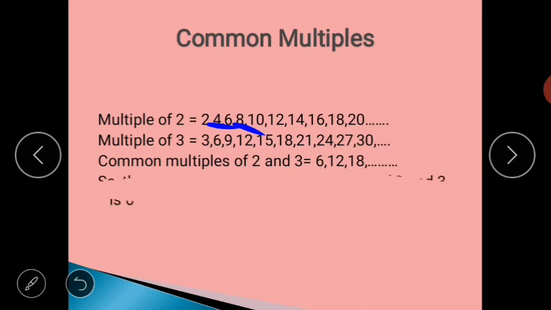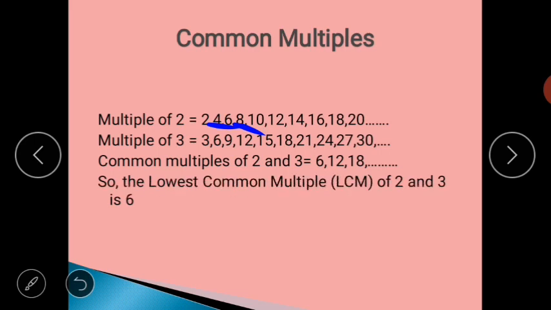Now, which is the least, or you can say the lowest common multiple? Which is the smallest? You can see that 6 is the lowest common multiple of 2 and 3. So you can say that the lowest common multiple, or in short LCM, of 2 and 3 is 6.